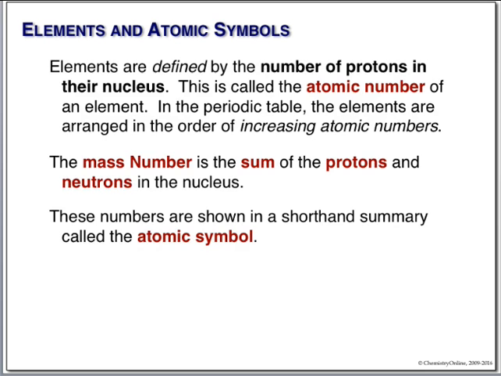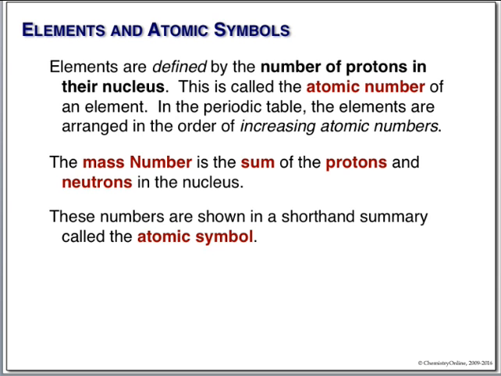We can write what's called an atomic symbol. The atomic symbol contains the symbol of the element. It contains the atomic number, that's the number of protons, and it contains something we call the mass number. Now, the mass number is simply the number of protons plus neutrons. Remember, we said that virtually all the mass in an atom was made up of protons and neutrons. So that's the mass number, simply the sum.